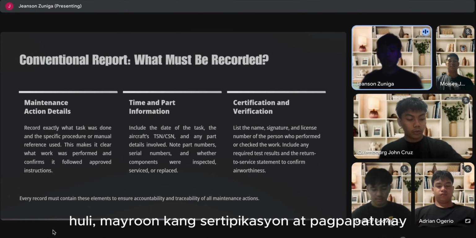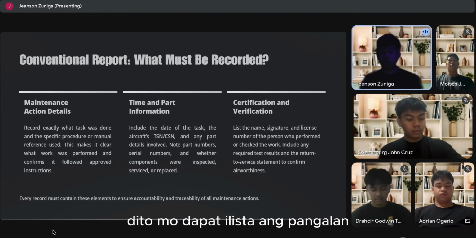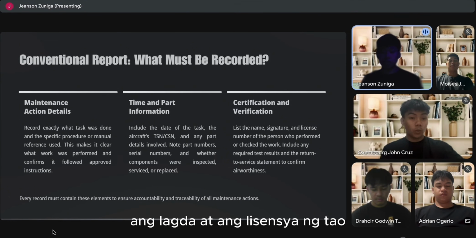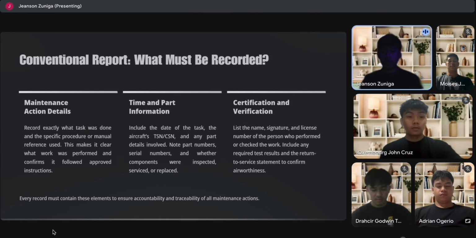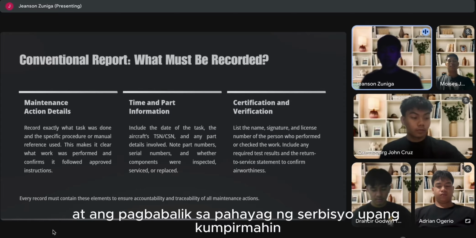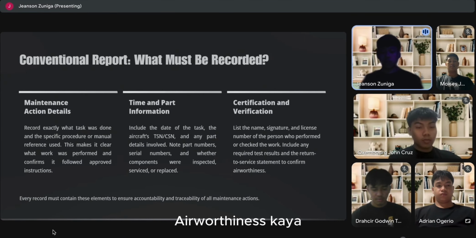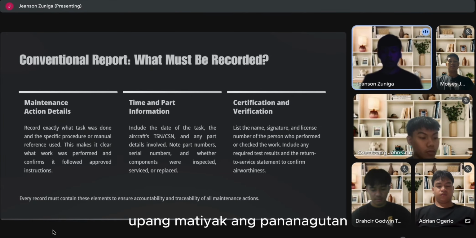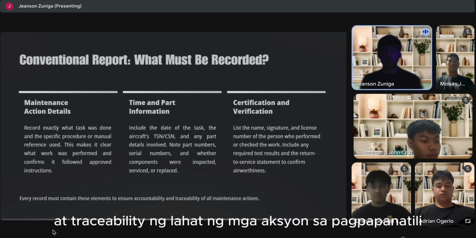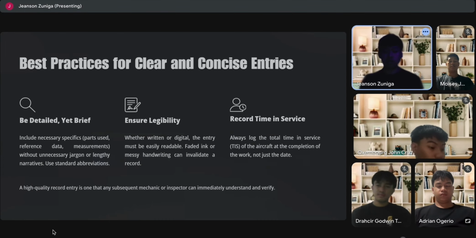Lastly, you have certification and verification. This is where you must list the name, the signature, and the license of the person or mechanic who performed or checked the work, or it may be an inspector of some sort. Include any required test results and the return to service statement to confirm airworthiness. So every record must contain these elements in order to ensure accountability and traceability of all maintenance actions.